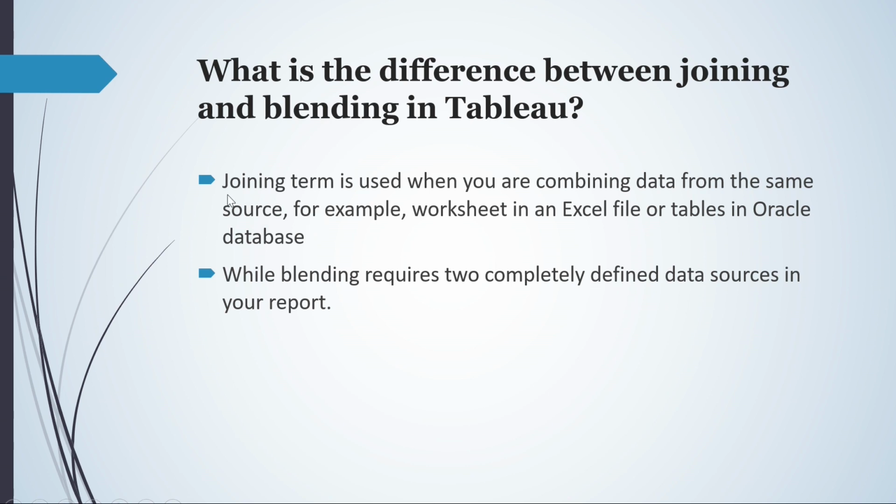So see, the term joining is used when you are combining data from the same source. For example, worksheets in an Excel file or tables in an Oracle database. Suppose I'm using a SQL database and I have two sheets from the same database, and on the basis of those two sheets I need to design a visual. I will join those two sheets. So that is a join. And what is blending?